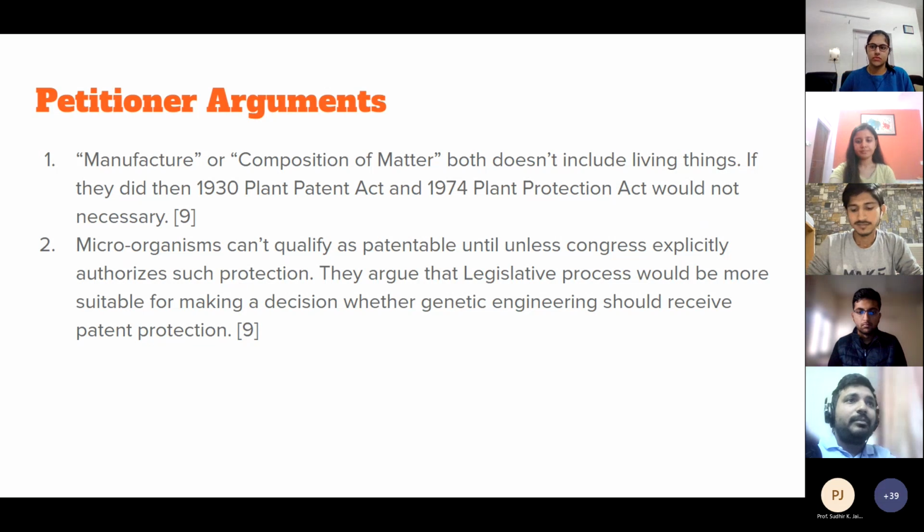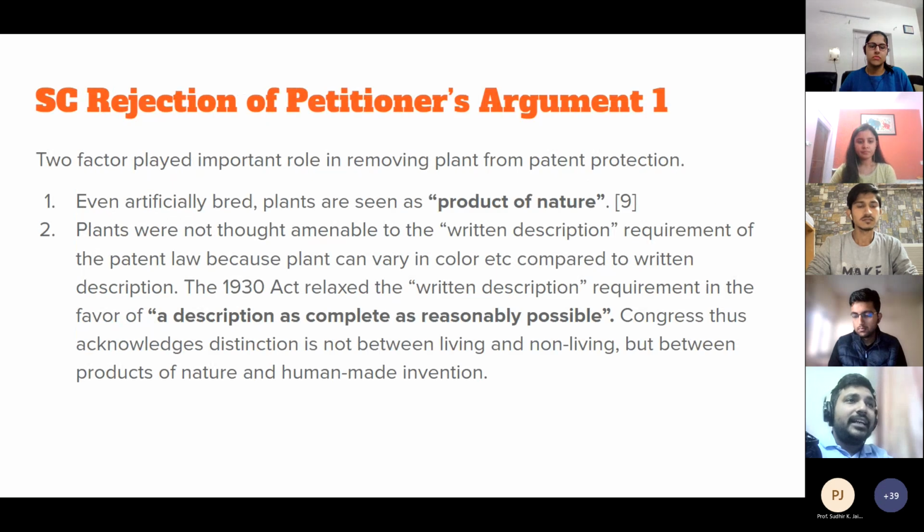The petitioner's arguments were that manufacture and composition of matter do not include living beings. If they did, the 1930 Plant Patent Act and the 1970 Plant Variety Protection Act would not be necessary. Second, microorganisms cannot qualify as patentable unless Congress explicitly authorizes it. The Supreme Court rejects the petitioner's first argument. Plants were not thought amenable to written description. Therefore, the 1930 Act relaxed the written description requirement in favor of a description as complete as reasonably possible.